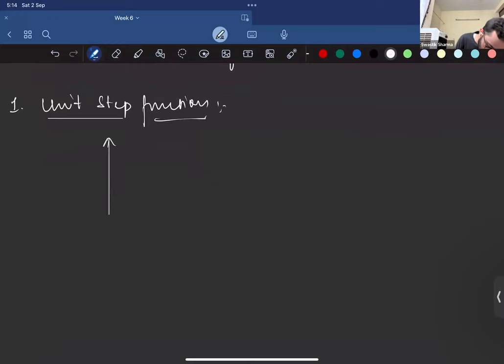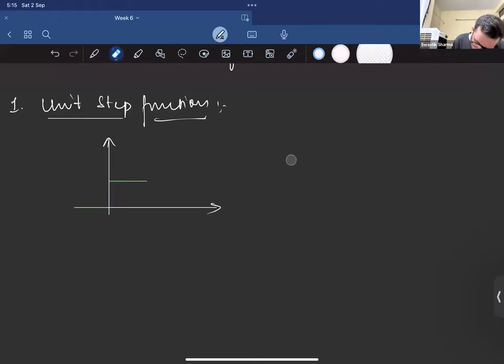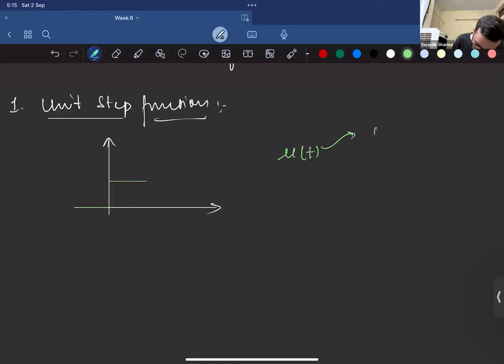It is a function in which, it's a step function, right? Let's say this is a step function. So how can we write it? We can say that u of t is 0 for t less than or equal to 0 and 1 for t greater than 0, right? And since it has a discontinuity at t equals 0 where we can't define a derivative, it's called a singular point, and that's why it's a singularity function.